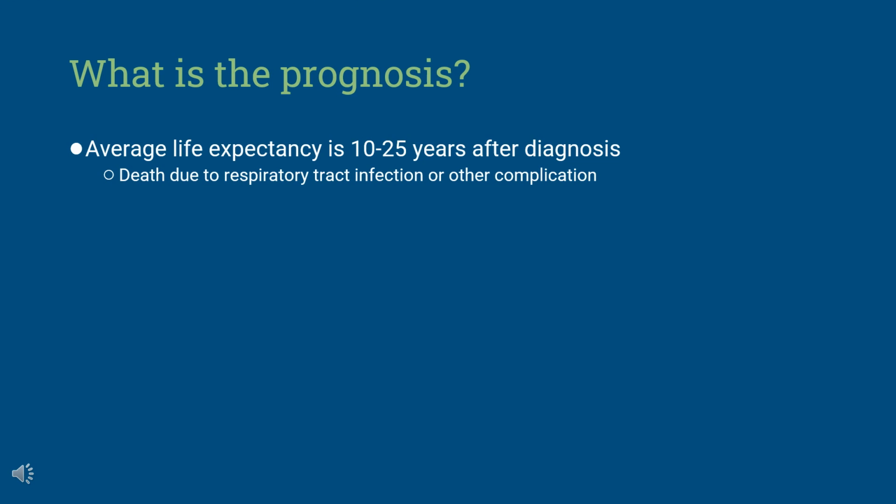What is the prognosis? Average life expectancy is 10 to 25 years after diagnosis. And death is usually due to respiratory tract infection like pneumonia or other complications. And then, as I said before, the juvenile Huntington's life expectancy is around 10 years.